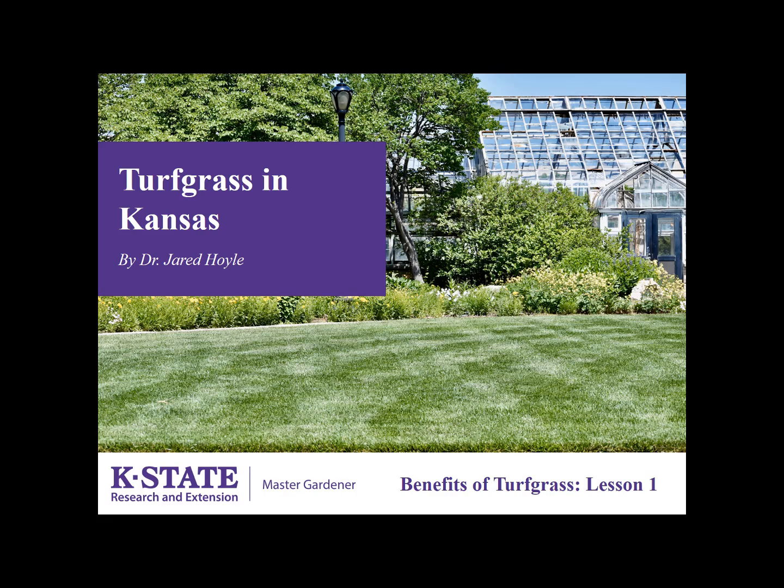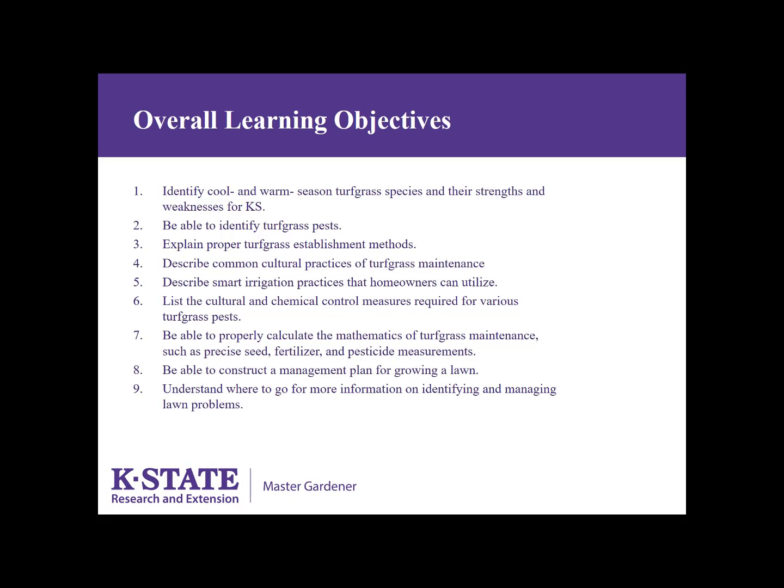We have many goals and objectives when it comes to these learning modules. We're going to be able to identify cool and warm season grass species, their strengths, their weaknesses, and be able to identify different pests that we see in turfgrass areas. We'll also be able to explain proper establishment methods once you've completed this course. We're going to be able to describe common cultural practices.